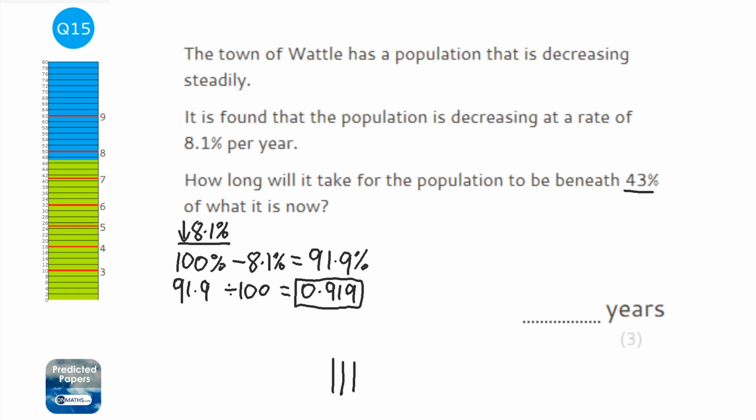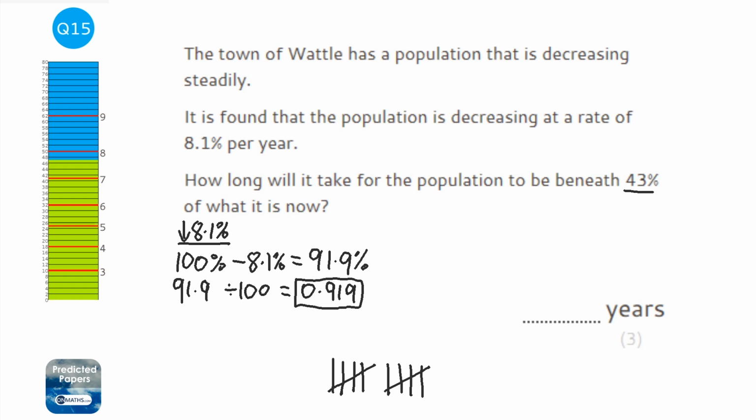Press it again. 0.71. Again. 0.65. Again. 0.6. So we're getting close. Again. 0.55. Again. 0.50. Again. 0.46. So we're getting very close. And one more time, hopefully. And 0.429. Okay. So it's taken 10 years.